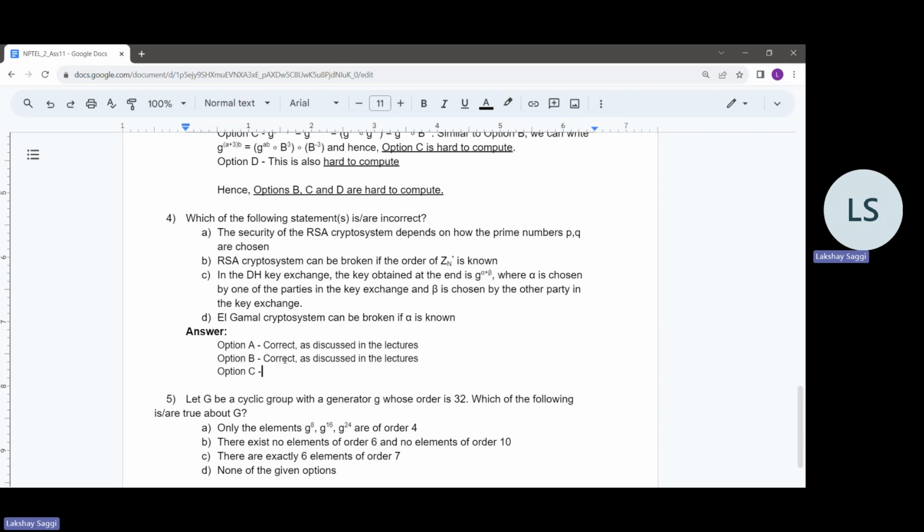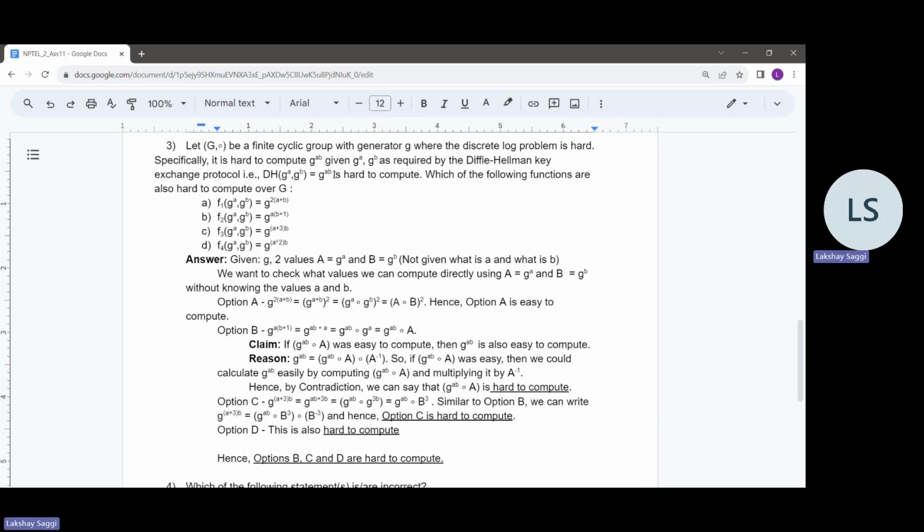So option C says, in DH, which is nothing but Diffie-Hellman, the Diffie-Hellman key exchange, the key obtained at the end is G raised to the power alpha plus beta, where alpha is chosen by one of the parties and beta is chosen by the other party. This is actually incorrect. In Diffie-Hellman, we don't create the key G raised to the power alpha plus beta, but rather G raised to the power alpha times beta. As we saw in the third question, the main reasoning for Diffie-Hellman is that computing G raised to the power AB is hard. So that's why this is the key.